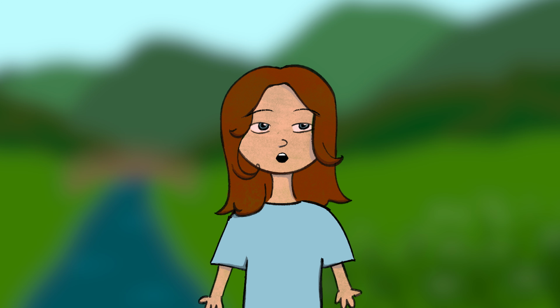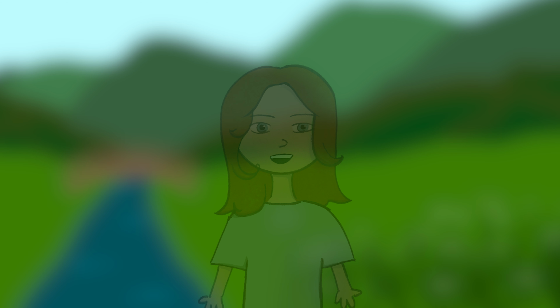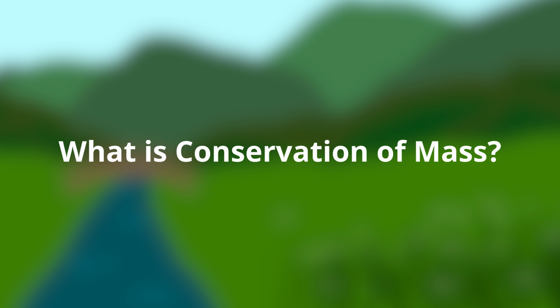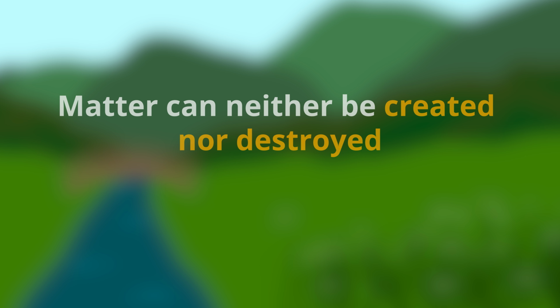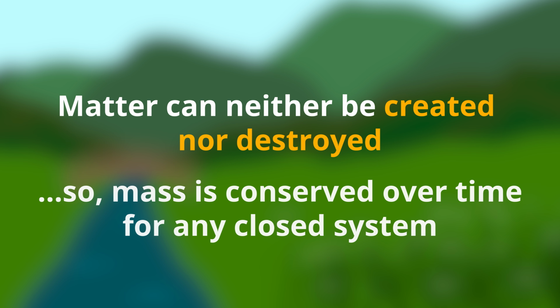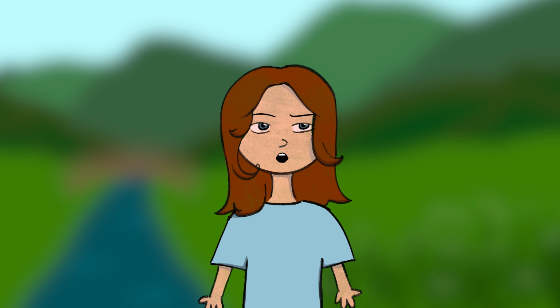Assuming our watershed is a closed system, we can apply the principle of conservation of mass to our watershed and come up with a balance equation that tracks how much water is in each of these storages. What is conservation of mass? It's exactly what it sounds like. Since matter can neither be created nor destroyed, mass is conserved over time for any closed system. Assuming that the amount of water on Earth doesn't change, we can consider the water cycle a closed system.